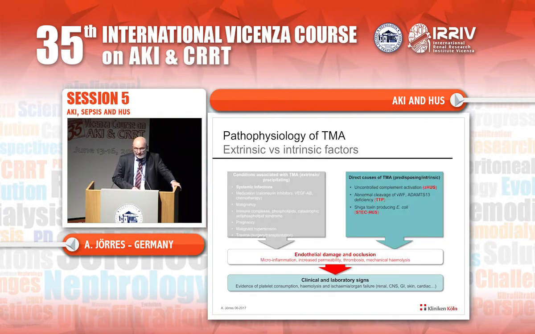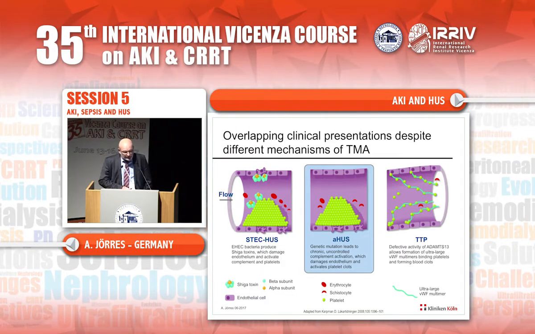However, there are some direct causes that predispose or cause the thrombotic microangiopathy. And as I already mentioned, it's uncontrolled complement activation, as in HUS, abnormal cleavage of the von Willebrand factor with ADAMTS13 deficiency in patients with TTP, or the Shiga toxin-producing E. coli in STEC HUS. Important to note, those patients have very overlapping clinical presentations despite different underlying mechanisms. And this is again shown in this schematic sketch.